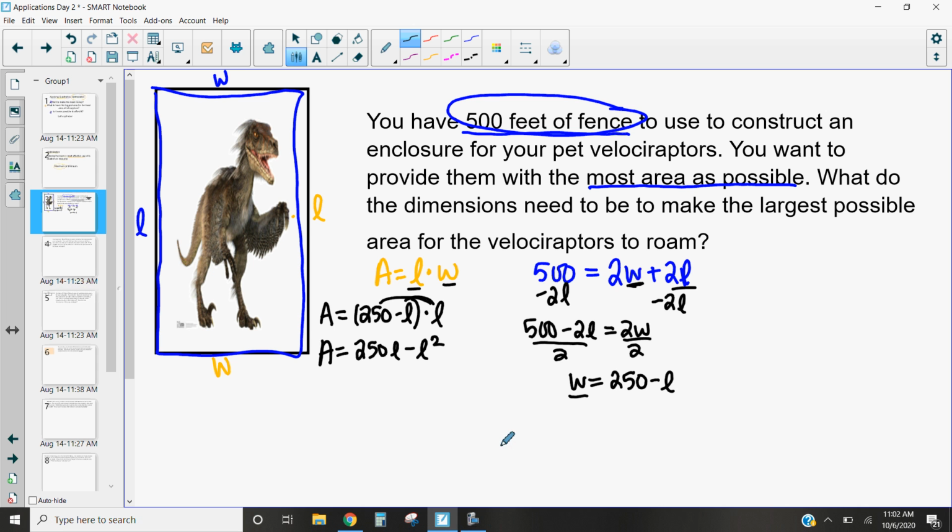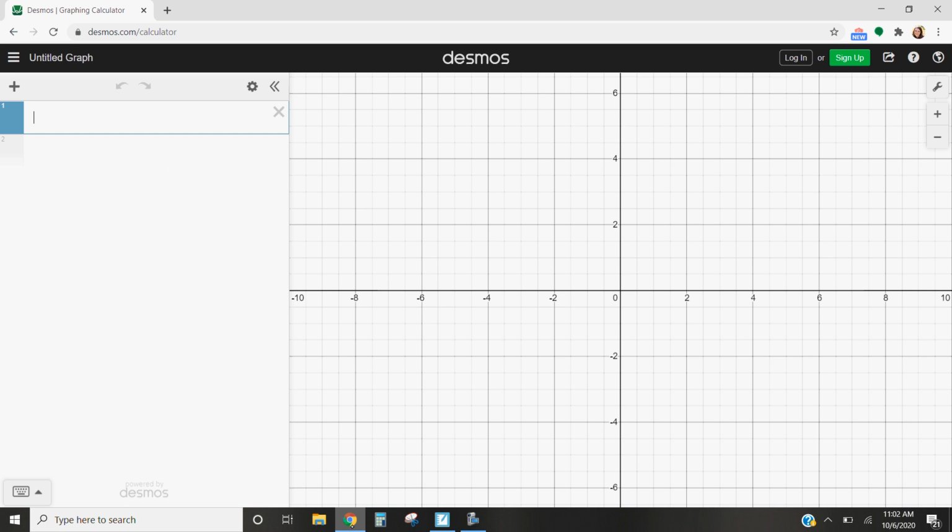Fantastic. Okay, I'm going to write this in standard form just so that we're aware. So negative length squared plus 250 times the length. So that is our quadratic there. I'm actually going to graph this in Desmos and show you what this looks like. As we graph this in Desmos, we have our area equals negative length squared plus 250 times our length.